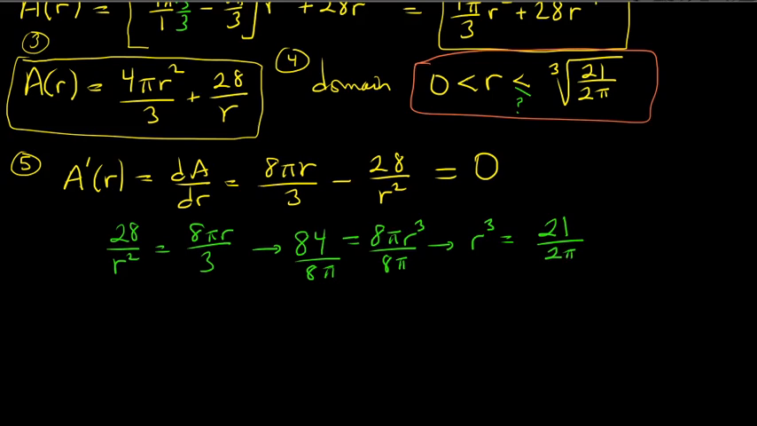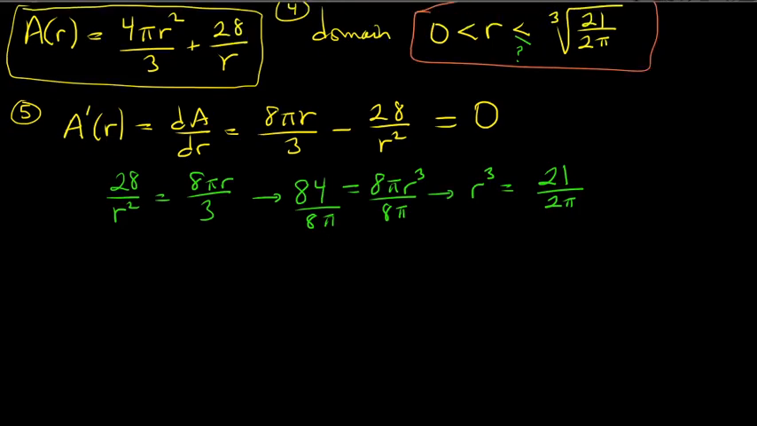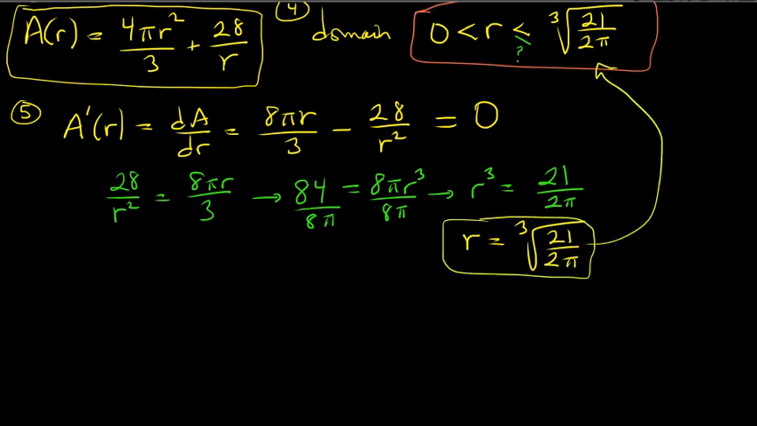Is that right? Hang on, I just want to make sure. 84 divided by 4. Yeah, 21 over 2 pi, right? Yep, I'm a little surprised because we know where this is going now, right? r is just going to be the cube root of 21 over 2 pi. Well, doesn't that look familiar, right? That was the endpoint of the domain.